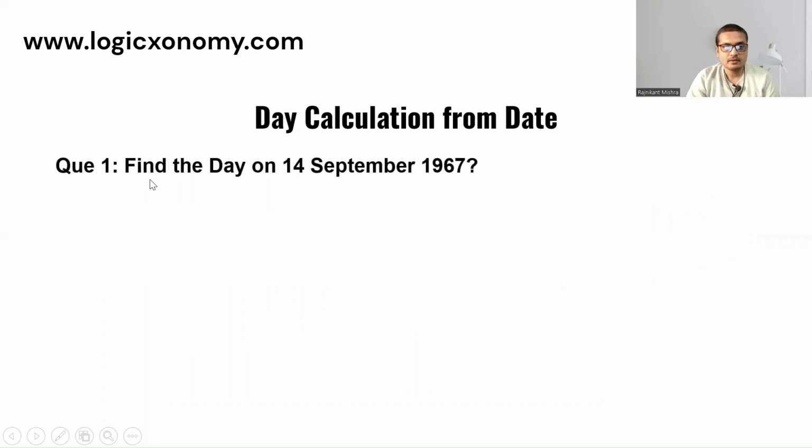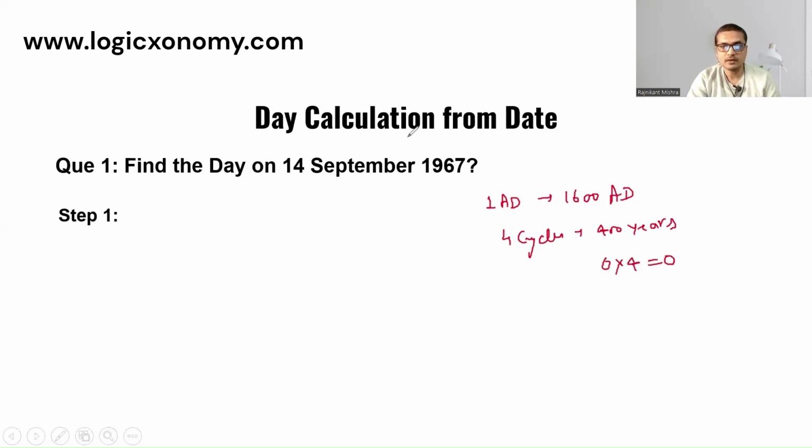Question number 1. Find the day on 14th September 1967. Step 1. First we have to calculate the total number of odd days from 1 AD to 1600 AD. Here there are 4 cycles of 400 years, and in each 400 years, the number of odd days is equal to 0, meaning 0 into 4 is equal to 0. From 1 AD to 1600 AD, the total number of odd days is equal to 0.